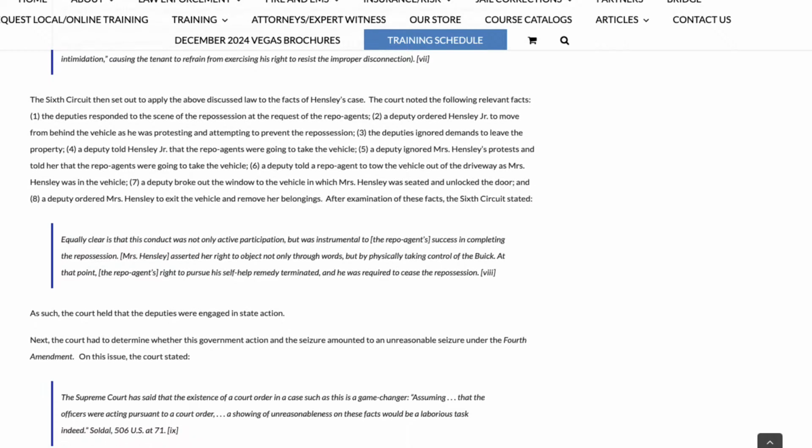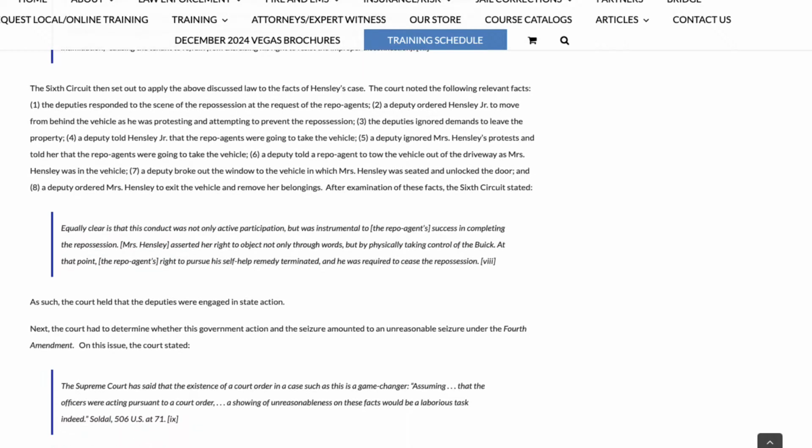All right, so let's go back. Terminated, and he was required to cease the repossession. At that point, they had to stop. Once that son came out there and said, hell no, and the wife went into the car and sat in it, they were done. They were cooked. They needed to go. But these two officers, being big badasses, want to assert their authority and help take people's property.